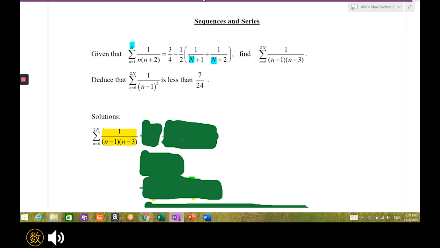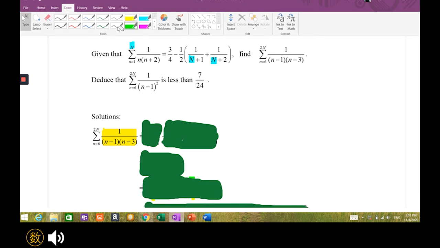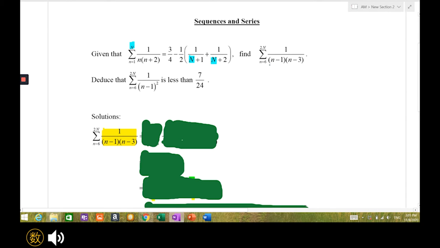Instead, we will focus on one category, which is of the deduction type, a more advanced category. Given this expression, given this formula, what you need to do is find the sum of a related expression, 1 over n minus 1 times n minus 3. Instead, you sum from 6 to 2 capital N. So how do you tackle such questions?